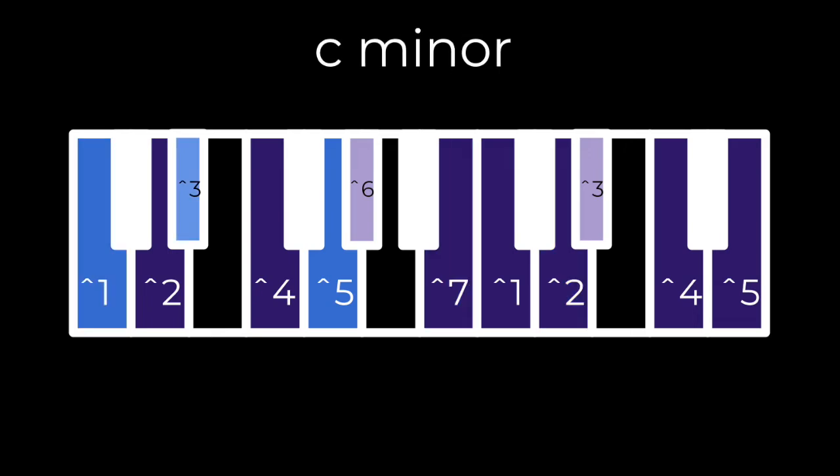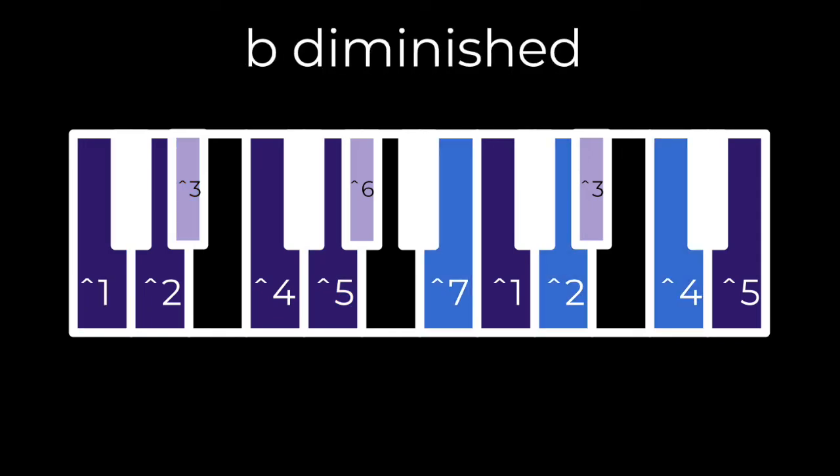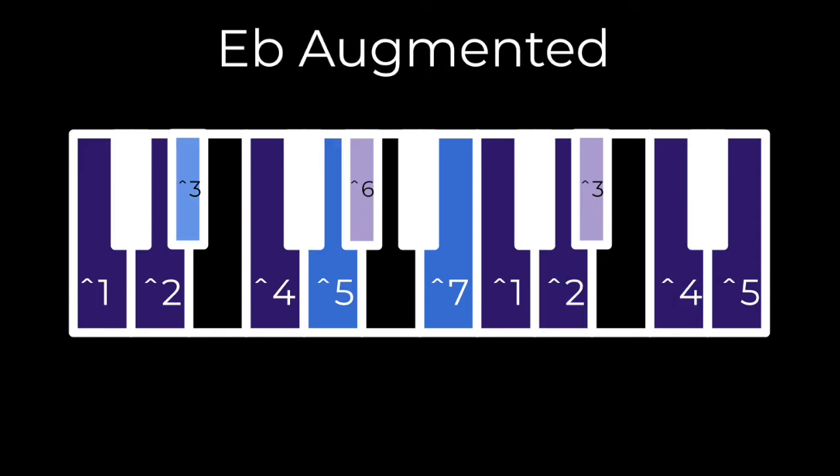On top of major and minor triads, there are diminished and augmented. Diminished is 3 half steps between the root and third, and 3 half steps between the third and fifth. It sounds like this. Augmented is 4 half steps between the root and third, and 4 half steps between the third and fifth. It sounds like this.